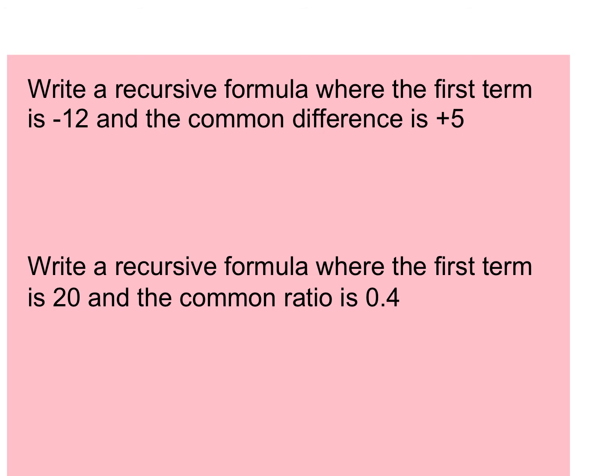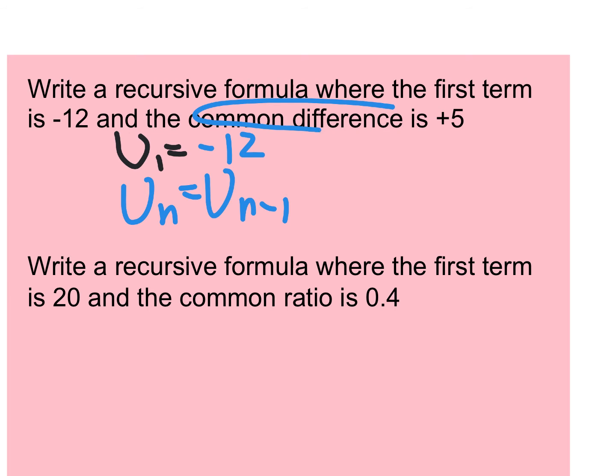Here's the ultimate test. Do you understand these words? If you do, you can write an equation where you go u sub 1 equals, and then da da da da. See if you can write the equation for this. I'll pause for a second. It's a typical test question. Here we go. u sub 1 is negative 12. Good job. Keep going. Yeah, and then it's u sub n equals u sub n minus 1 plus 5. Common difference is plus 5.